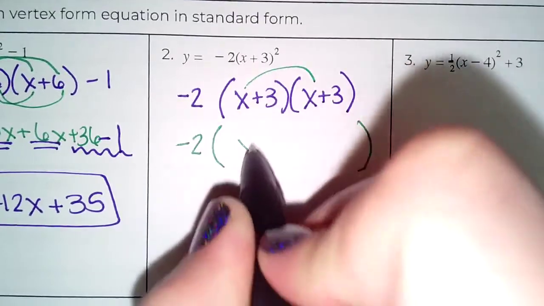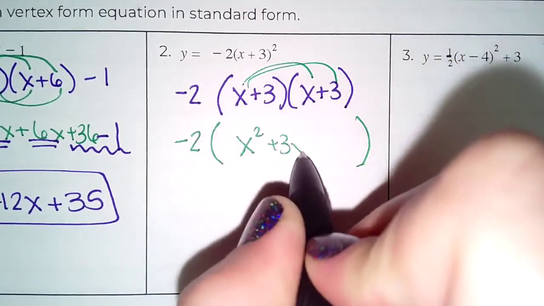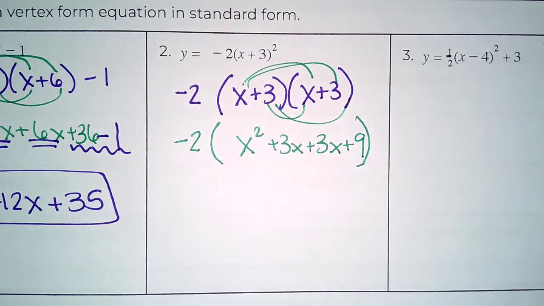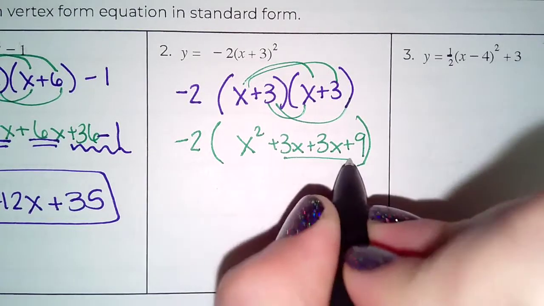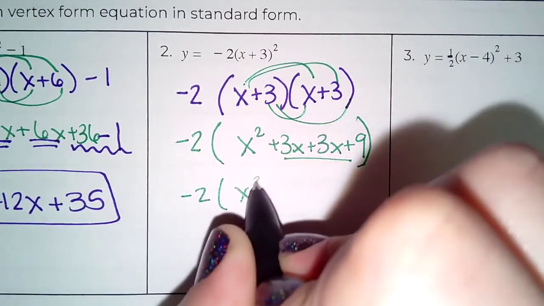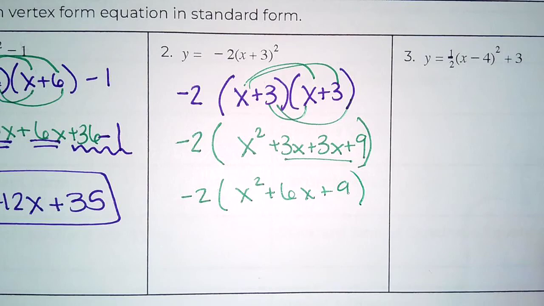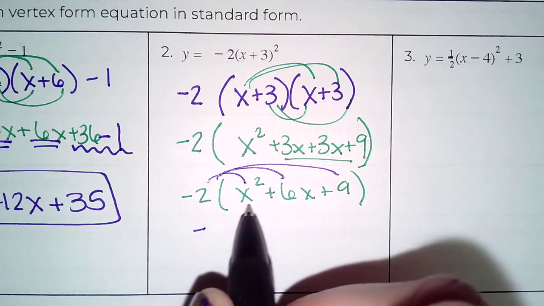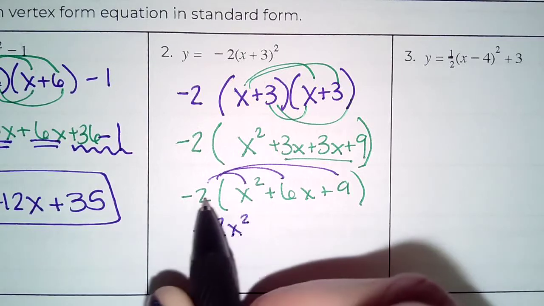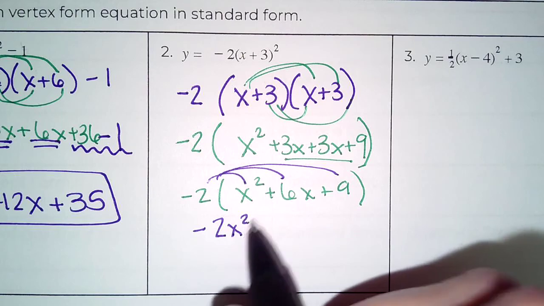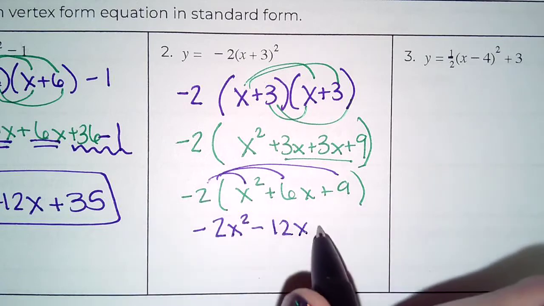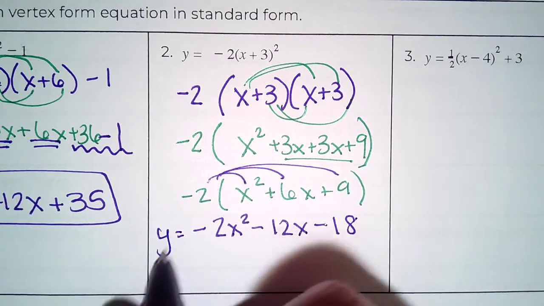So x times x is x squared. X times 3 is 3x. 3 times x is 3x. 3 times 3 is 9. Combine like terms inside here, so -2, parentheses, x squared plus 6x plus 9, because 3x plus 3x was 6x. Now distributing this -2: -2 times x squared is -2x squared. Don't forget that squared. -2 times 6x is -12x. And -2 times positive 9 is -18. This is all y equals.